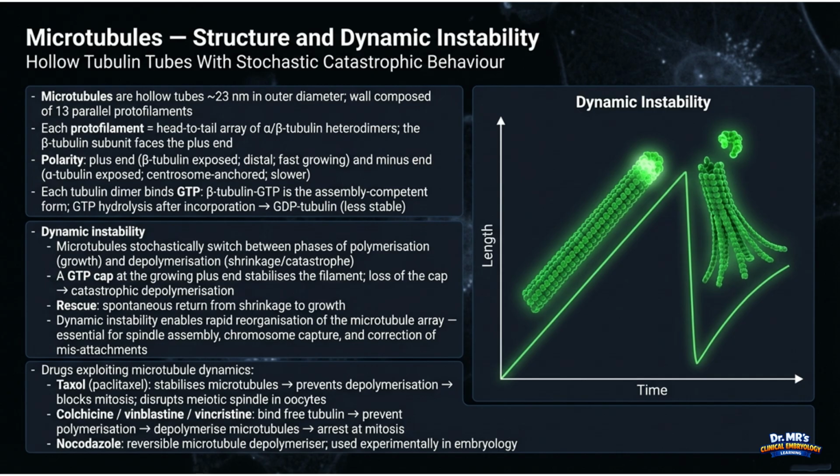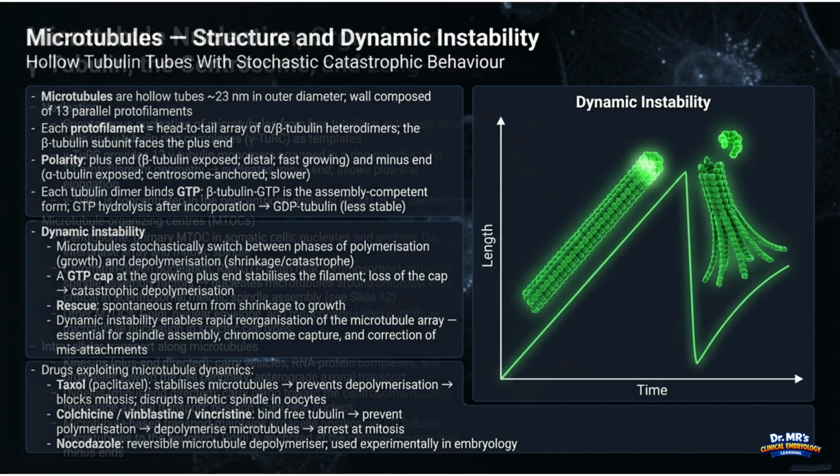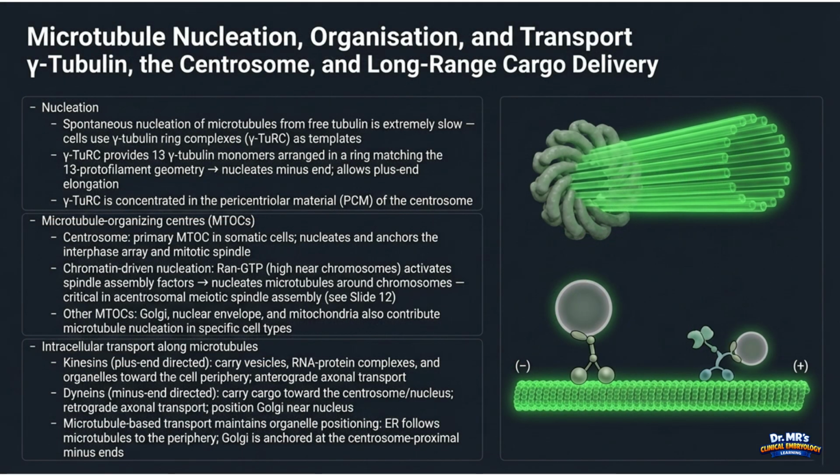Okay, so if these dynamically unstable tubes are constantly shooting out, exploring space, and collapsing, where do they actually originate from? They can't just spontaneously coalesce out of nowhere in the cytoplasm, right? That would be total chaos. You're right. Spontaneous nucleation from free alpha-beta tubulin requires a massive local concentration and is far too slow and disorganized for a living cell. Instead, cells use a dedicated, preformed template called the gamma-tubulin ring complex, or gamma-TuRC. Gamma-tubulin is distinct from the alpha and beta subunits. Yes, it doesn't form the main tube.